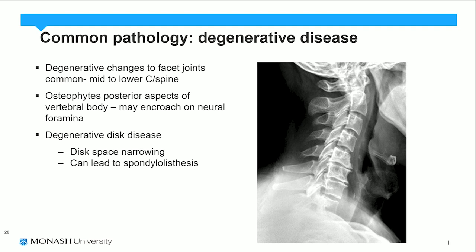Degenerative changes to facet joints are quite common in the mid to lower cervical spine. Osteophytes can form in the posterior aspects of the vertebral body, and they may encroach on the neural foramina and then can cause some spinal damage. So what you need to look for on C-spine is signs of disc space narrowing, and also for spondylolisthesis, which means forward movement of the cervical vertebra.